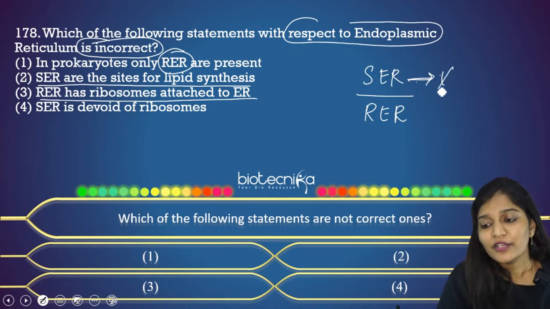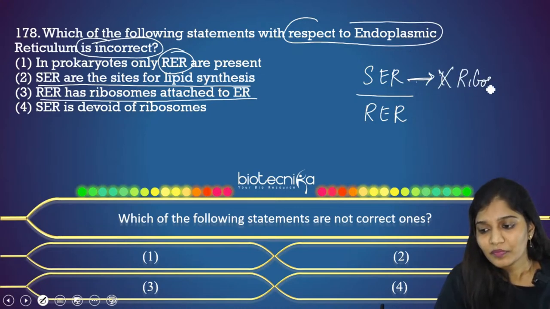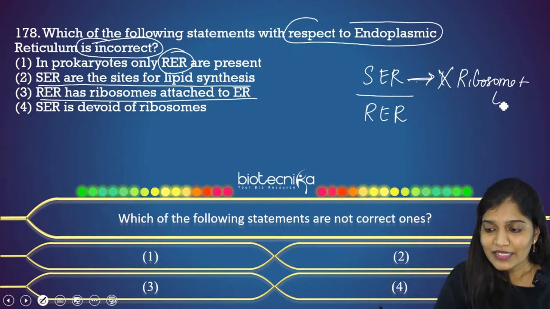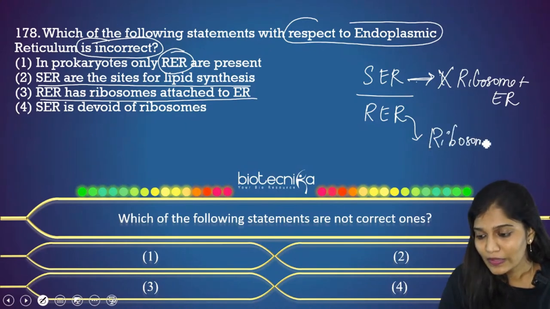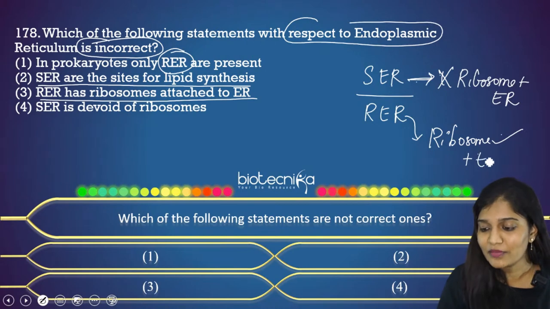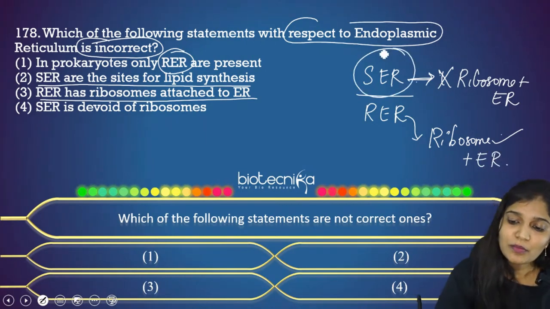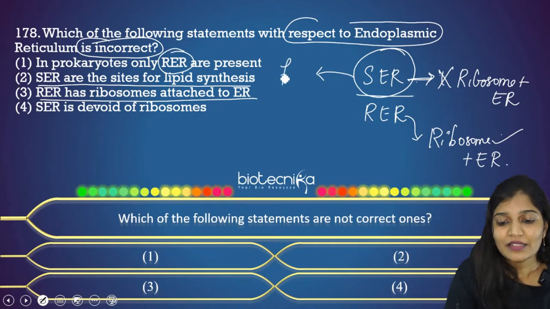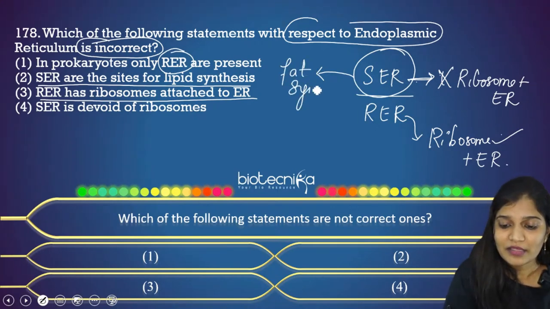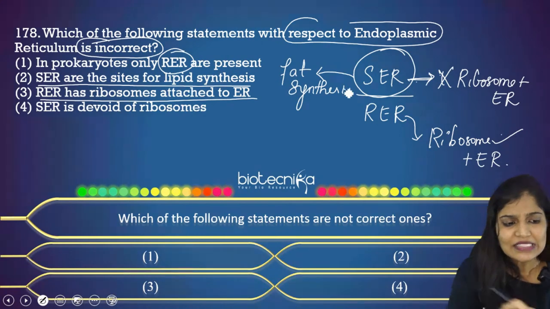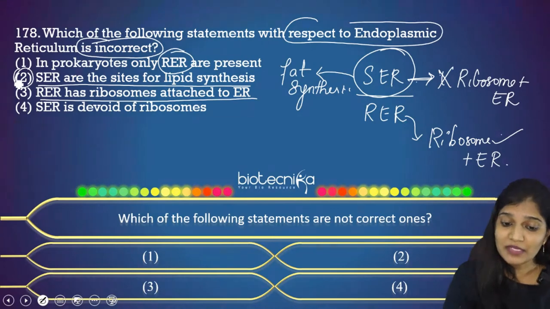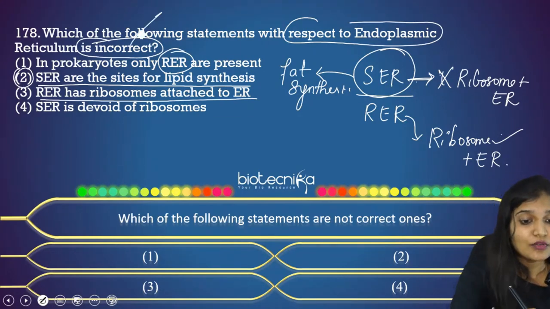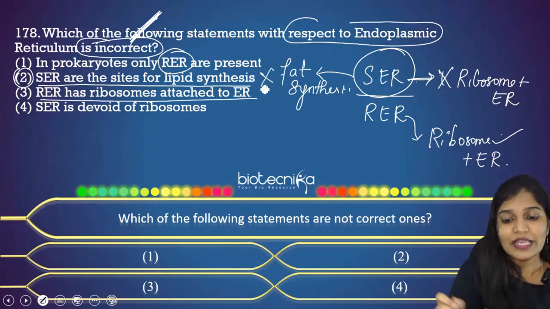SER usually do not have ribosomes. So no ribosomes plus endoplasmic reticulum is called smooth endoplasmic reticulum. Rough endoplasmic reticulum will have ribosomes present plus endoplasmic reticulum. The major role of the smooth endoplasmic reticulum is fat synthesis, or we can say lipid synthesis. So the second statement talks about smooth endoplasmic reticulum being the sites of lipid synthesis, which is a correct statement. But they ask you to find out the incorrect statement, so I will just eliminate this option.